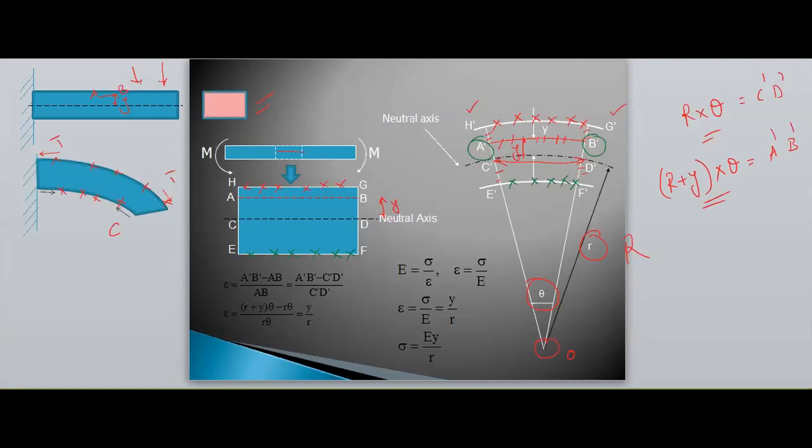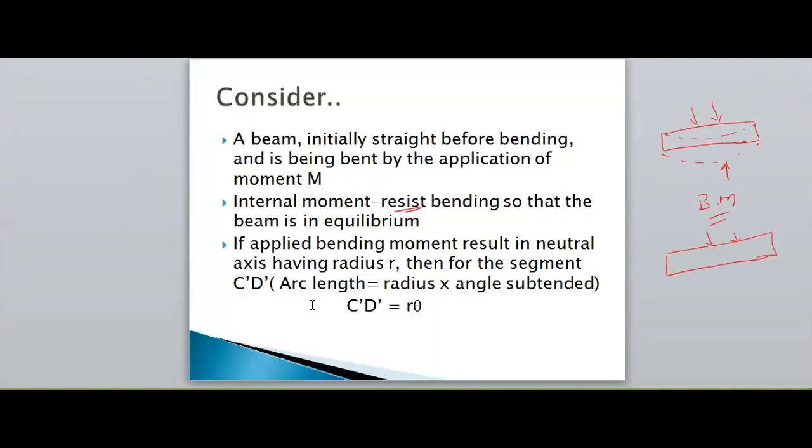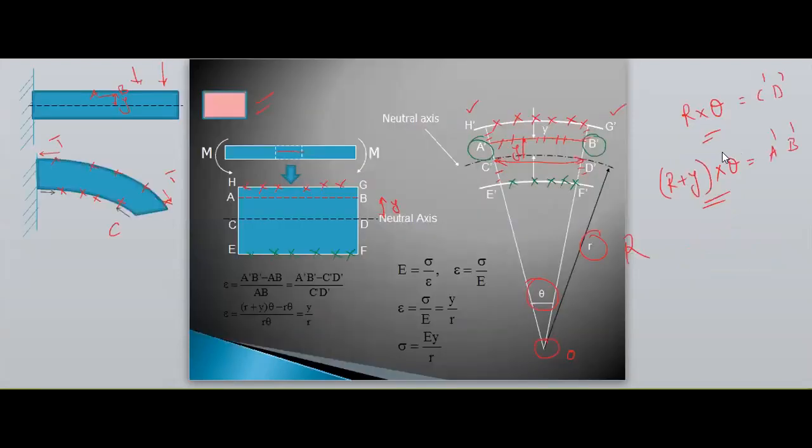Here he is explaining arc length is equal to radius into angle made. This is the layer chord length. Now this is the final layer after the bending. Layer length of the fiber, that is the final length of the fiber after the bending.